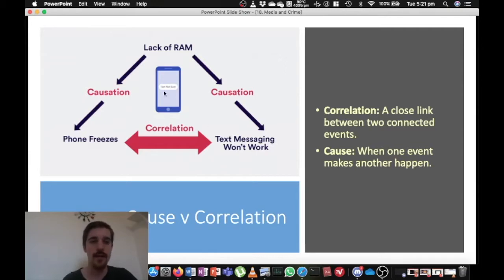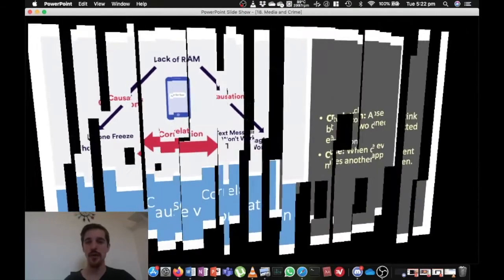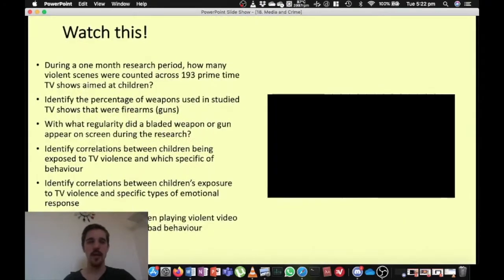I've got an example of a phone. If you have a look at the image here, a lack of RAM causes your phone to freeze. But many people will point to the fact that my phone is freezing, which is causing my text messaging to not work, whereas that's actually a correlation. There's a close link there, but one does not cause the other. So you've got to be careful with that, which then should bring us into a video.